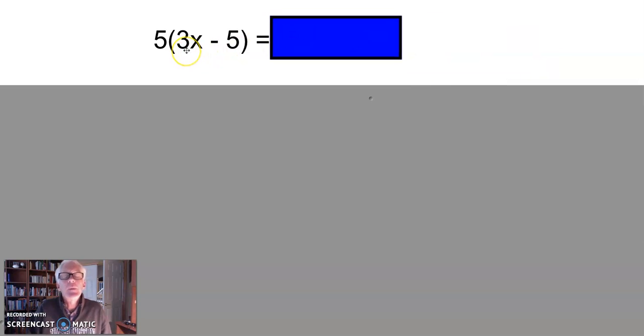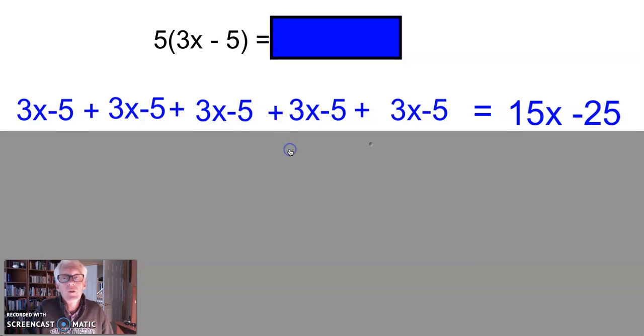What does this really mean? 5 times (3x minus 5). What that means is it's multiplying, you have 5 groups of 3x minus 5. And we want to find out what they mean. So if you don't like the distributive property, you could just write it out. Maybe it'll be easier for you. If you wrote this out, it looks like this.